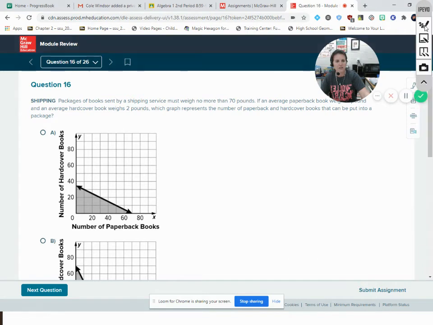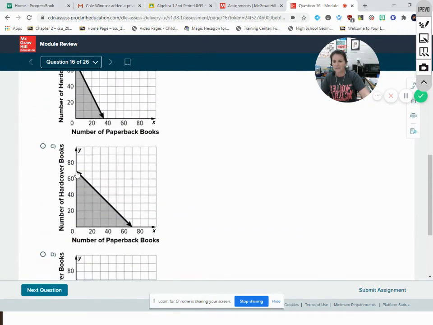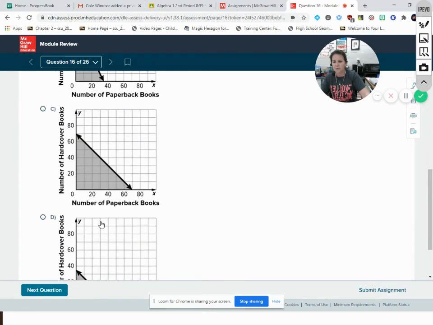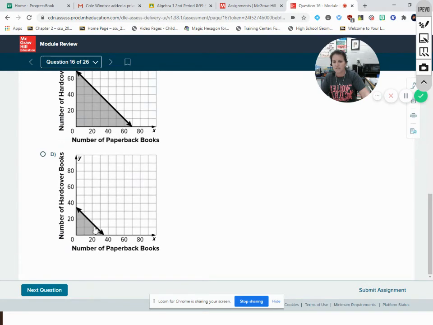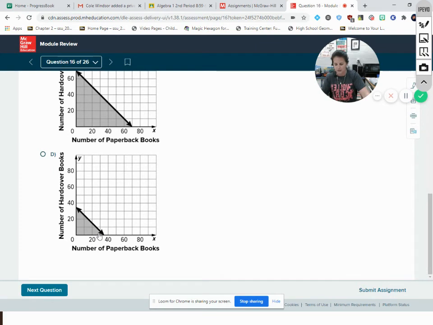So remember, it's -1/2 x plus 35. I'm going to have to move this so I can scroll down. So we can rule out B and C because they have y-intercepts of 70 instead of 35. So then we have to decide which one of these is it. Is it A or is it D? So looking at this, it is A.